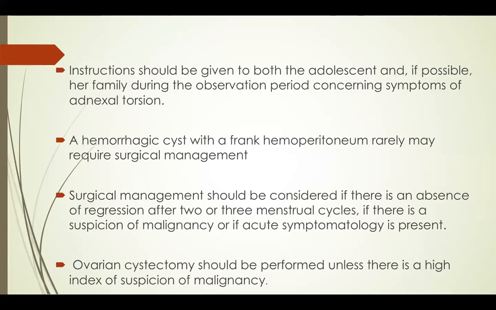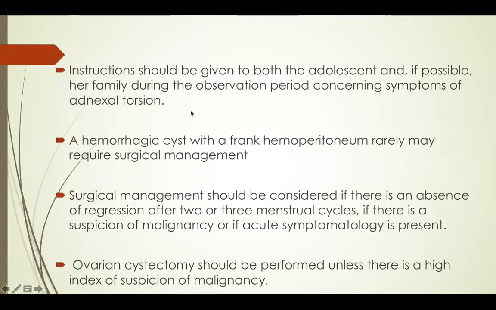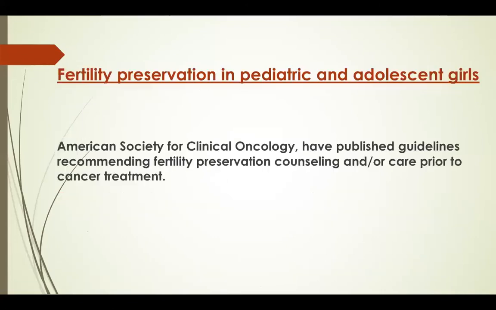Indication for surgery should be considered if there is no regression after 2 or 3 menstrual cycles, or there is an increase in size, any suspicion of malignancy, or any acute symptom like acute abdomen that may represent torsion. Ovarian cystectomy should be performed unless there is a high index of malignancy, and the index of malignancy is the same as in children. I didn't go into detail on adolescents, because I know you are mainly dealing with children, but these are some of the things you should know and manage.